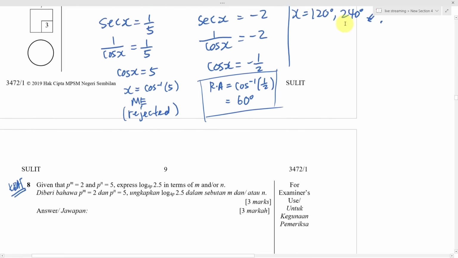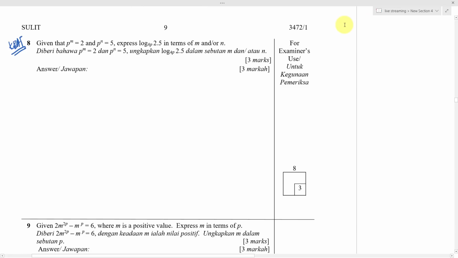Alright, so, okay, this one. Because for this one, you need to change a lot of things. Let's do it. Alright, so the first thing is you have to know 2.5 equals 5 over 2. Because you have the 5 and 2, you need to substitute in. So 2.5 basically is 5 divided by 2.